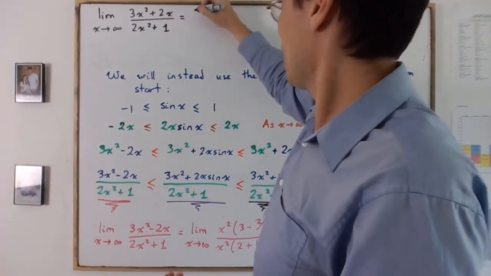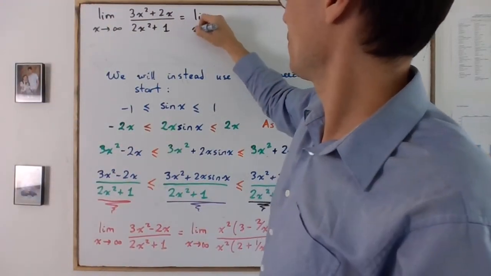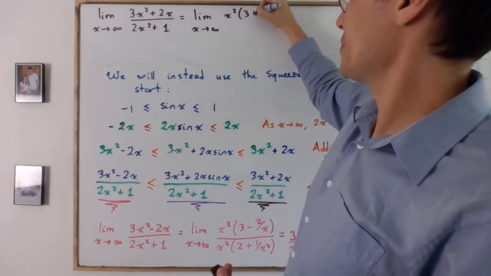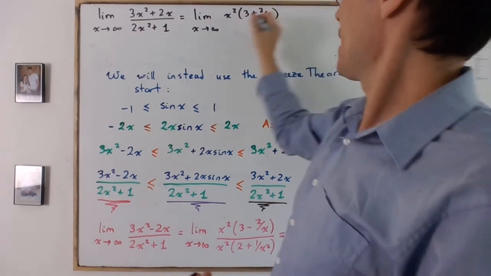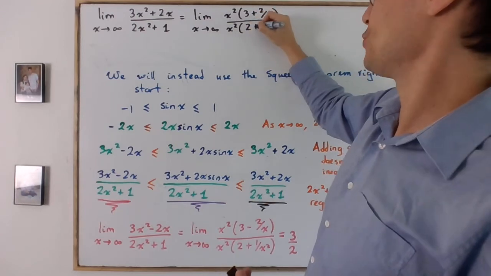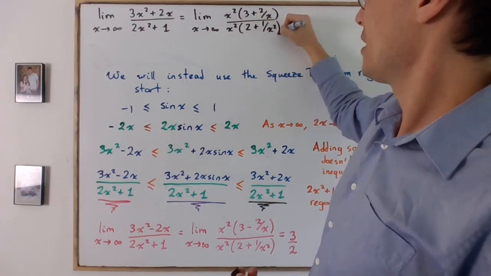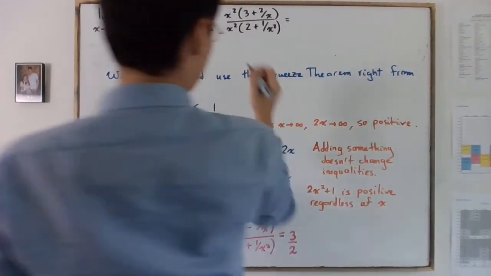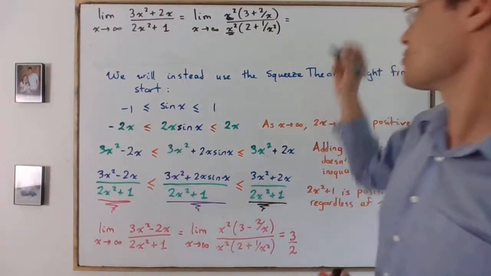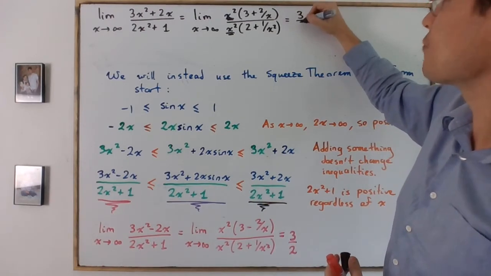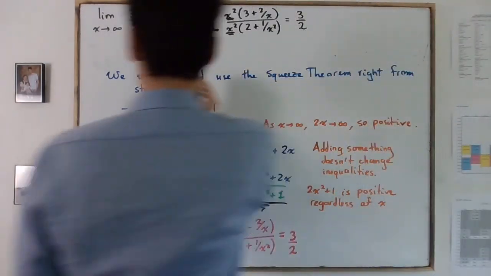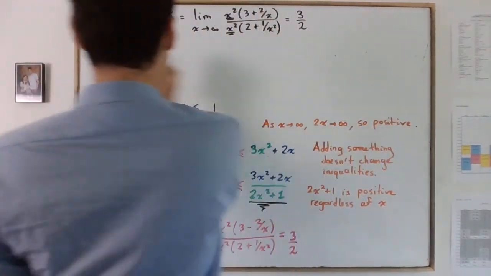Same thing, you factor what's large. So in this case, it's going to be x squared at the top, 3 plus 2 over x. And then at the bottom, it's going to be x squared multiplied by 2 plus 1 over x squared. And then canceling the x squares, right? And direct substitution will give you 3 over 2. So what we discovered, and I will erase this just to write it down properly.